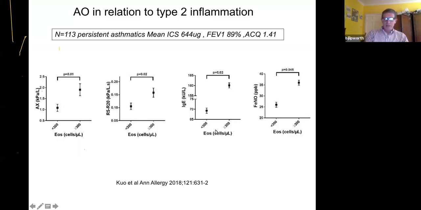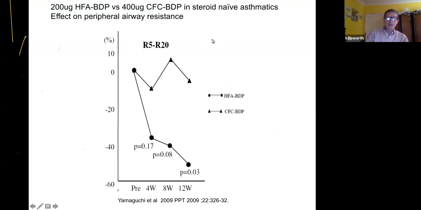And as you'd expect, comparing patients with low and high eosinophils, you see a commensurate difference in IgE and a commensurate difference in exhaled breath nitric oxide. If you didn't see that, you'd be a bit worried, to be honest with you. So that just validates the cohort, if you like. But I think that does tell you that measuring small airways using the area under the reactance curve, AX, or peripheral airway resistance as R5-R20 or R5-R19 is closely related to type 2 inflammation in asthma. So what happens if you treat patients with inhaled steroid?